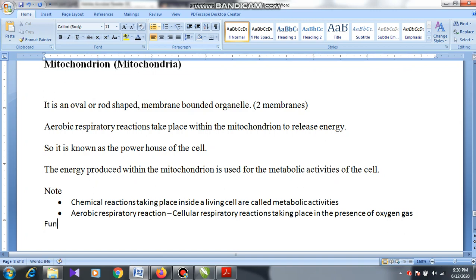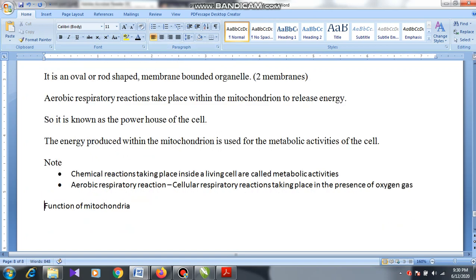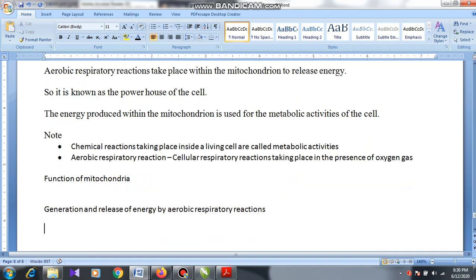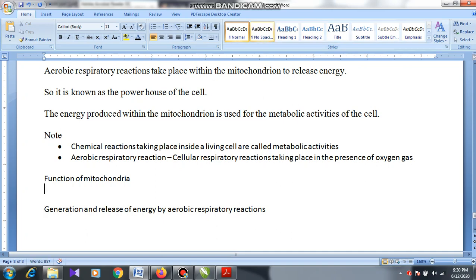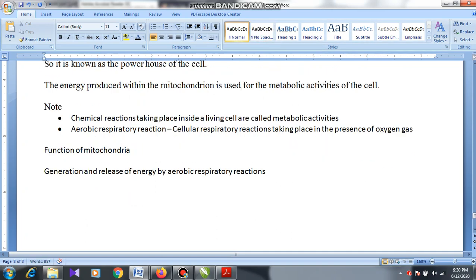So what is the function of mitochondria? If such a question comes to you, you can write: generation and release of energy by aerobic respiratory reactions. Generation and release of energy by aerobic respiratory reactions. Okay, that's regarding mitochondria.